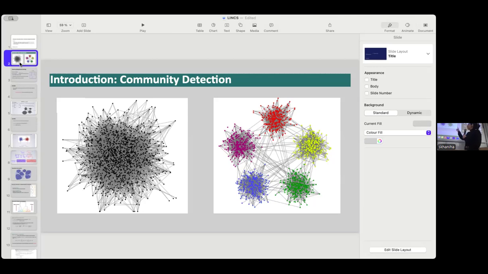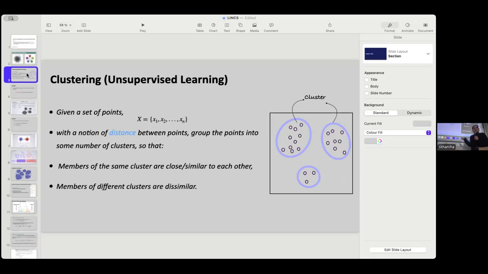To detect these communities, the question is similar to the clustering questions that we have in machine learning, in unsupervised learning. There are a lot of algorithms called clustering algorithms that start with a set of points, and we have a notion of distance between the points. The goal is to group the points into some number of clusters. If we are in Euclidean space, this distance could be the Euclidean distance between the points.